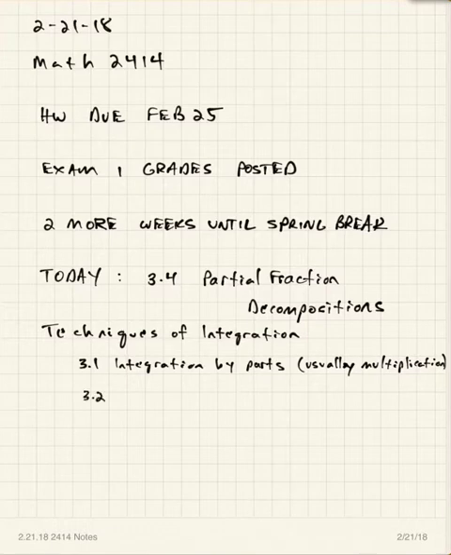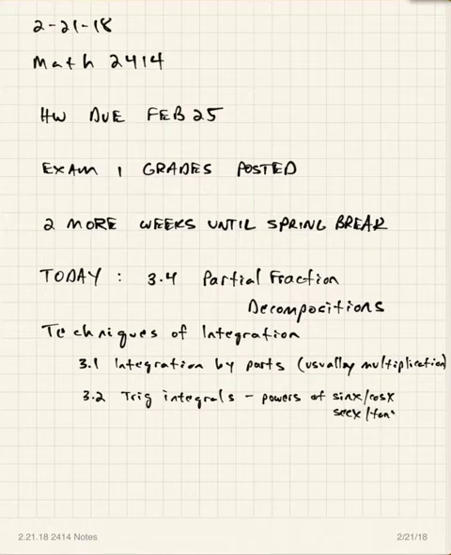In section 3.2, we looked at trig integrals, is kind of the way we usually refer to that. And with trig integrals, remember, we were talking more specifically about powers of sine x and cosine x and secant x and tangent x. And we looked at integrals and used trig identities to evaluate those kinds of integrals. We looked at strategies that you could use for doing that.